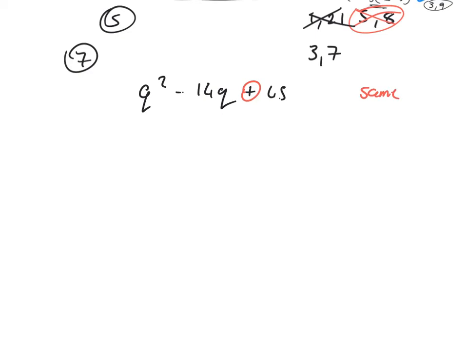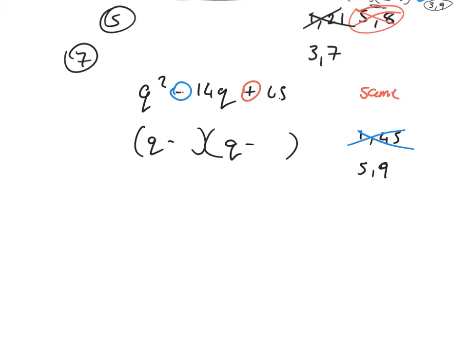2 pluses or 2 minuses, but there's a minus in the middle, so it would need to be 2 minuses. Okay, and then two numbers that multiply together to give 45, and need to add together to give minus 14. So 1 and 45, or 5 and 9. So with 1 and 45 I'm not going to be successful, but I can definitely use 5 and 9. So that would be q minus 5, q minus 9. Minus 5 times minus 9 is plus 45, and minus 5 minus 9 is minus 14.